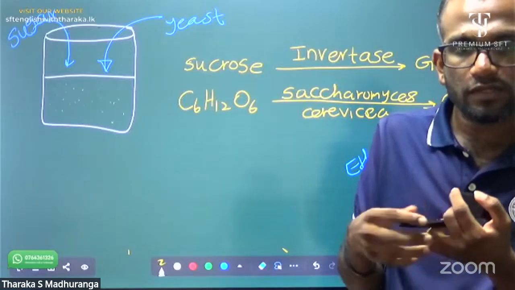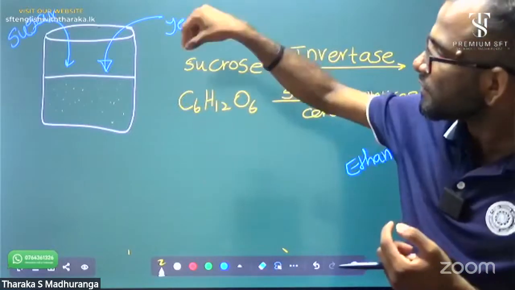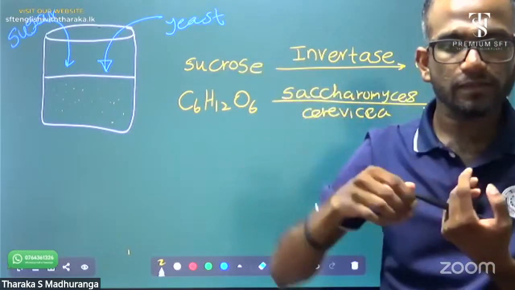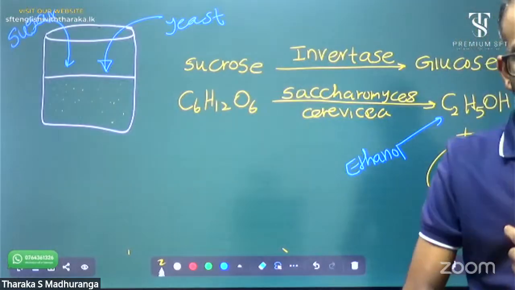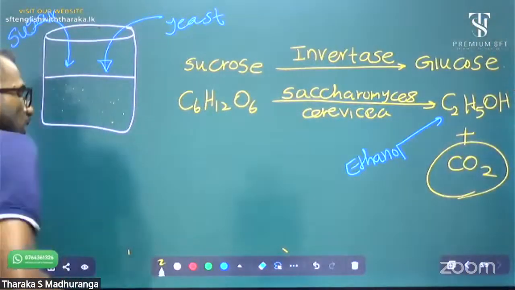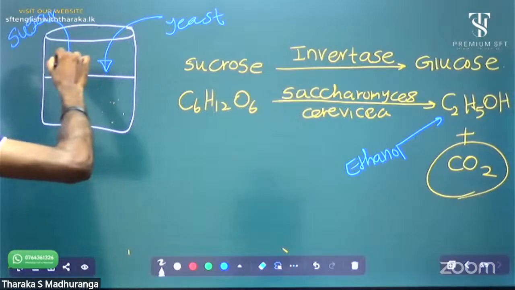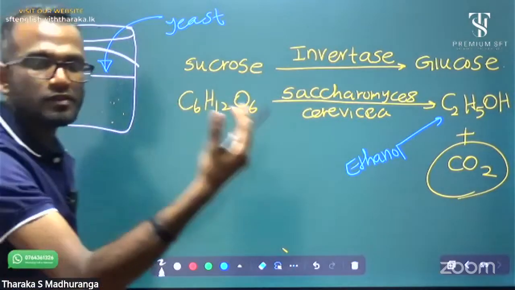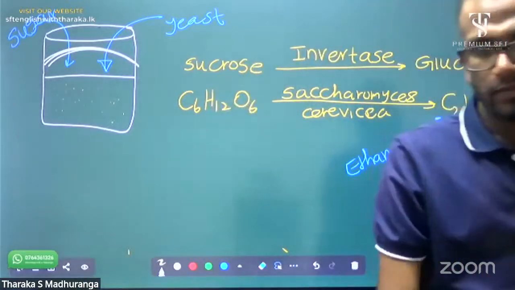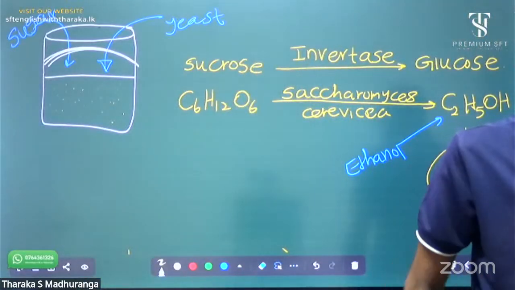The carbon dioxide is fixed in the holes, right? This is the carbon dioxide being produced. That's why we say the dough rises. Now the starch volume is increasing. Okay, that's the bread production.